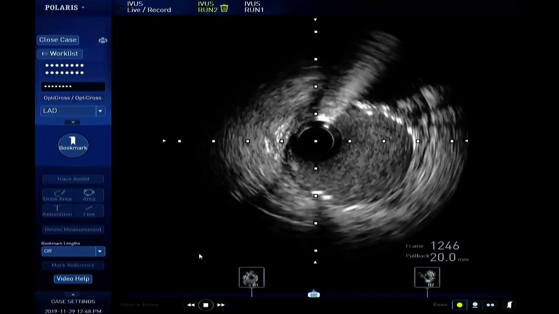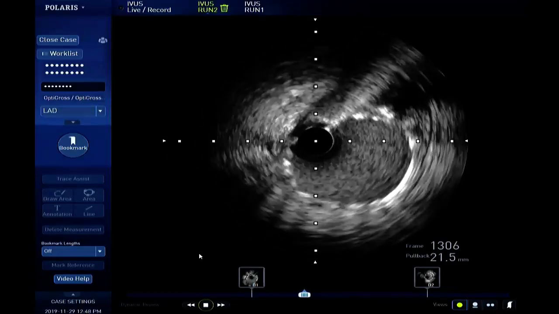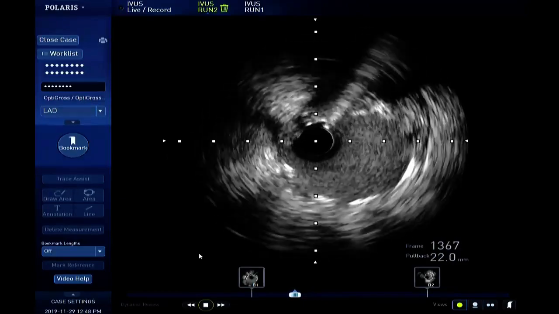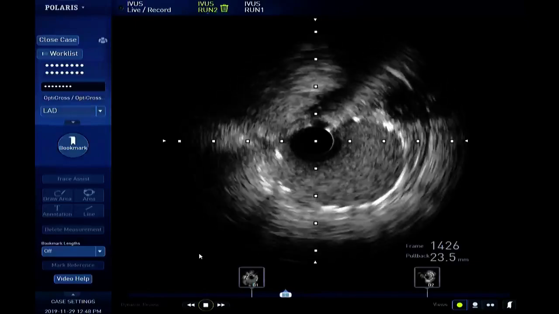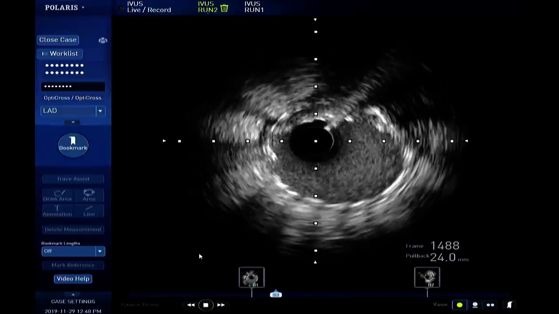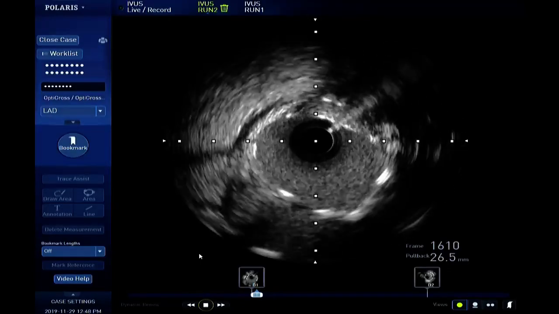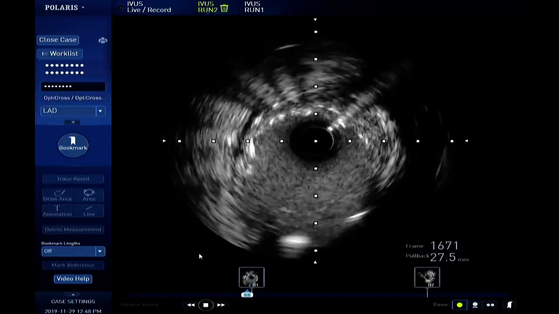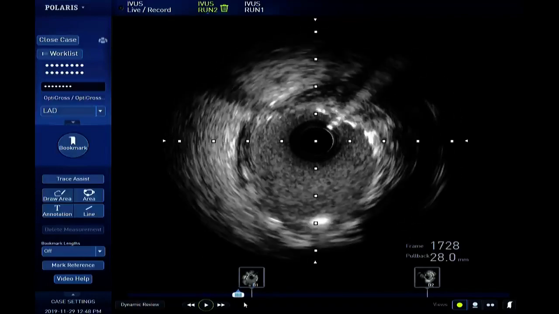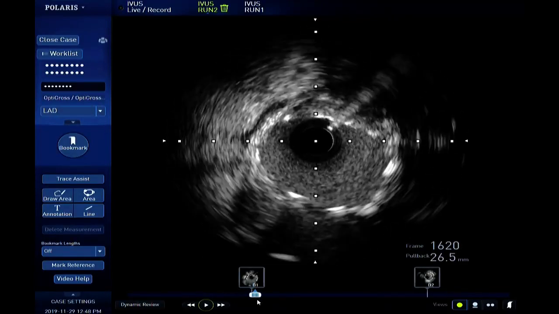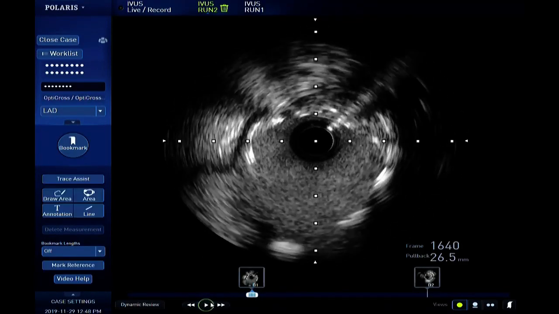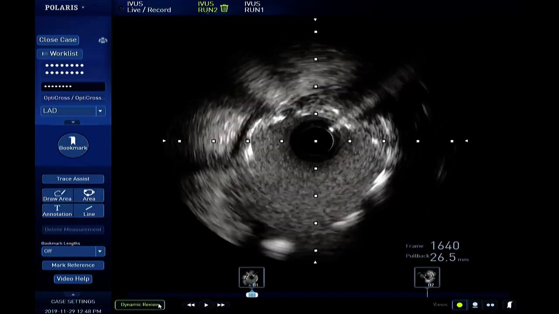And then we will be now close to the left main, and you will see the circumflex also. Okay, the circumflex is coming now. You see we have a very nice opening of the strut. Because we went through a distal strut, there is no strut in front of the circumflex.